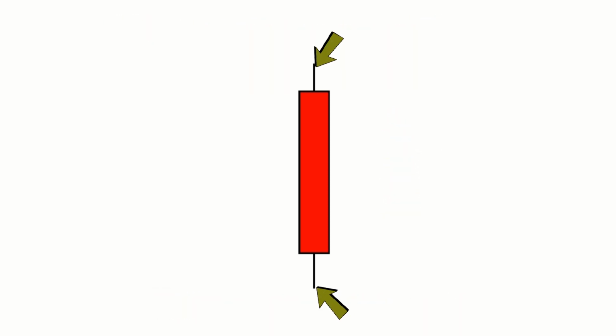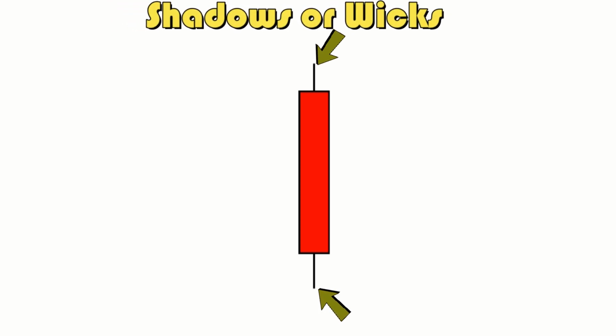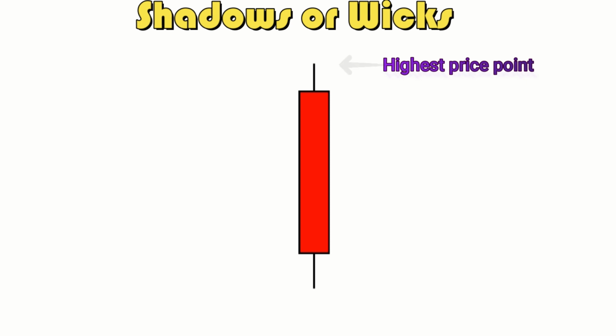Now you may be wondering what these vertical lines are on top and under the candlesticks. They are called shadows or wicks. A shadow on top indicates the highest point price reached before it closed, and the shadow at the bottom indicates the lowest point price reached before it closed.